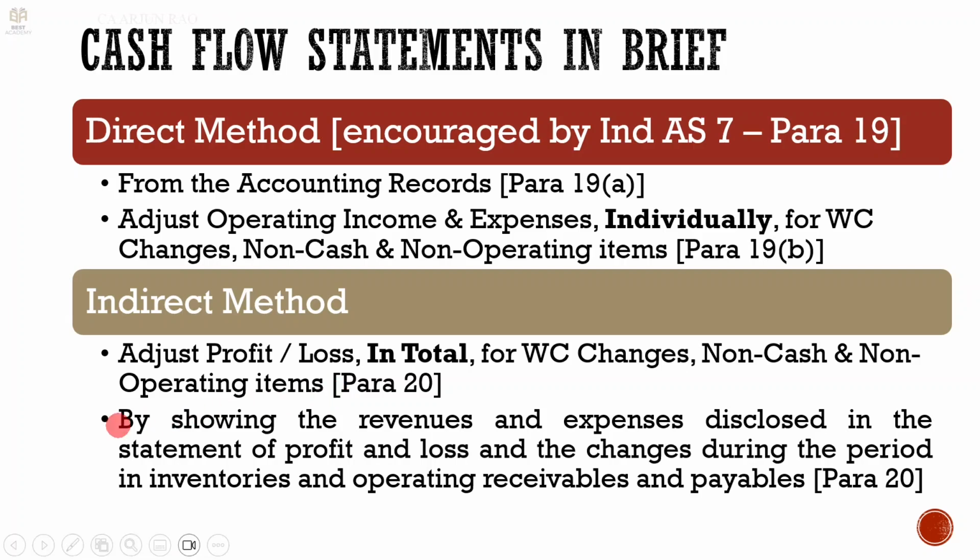The other method that is permitted by para 20 is, you take the relevant revenue and expense line items from the statement of P&L and you make adjustment for changes in inventory, operating receivables, payables, and so on. Essentially, you pick and choose. From the P&L, you take only those revenues and expenses which are operating, and then you make the necessary adjustments. So this is also permitted.